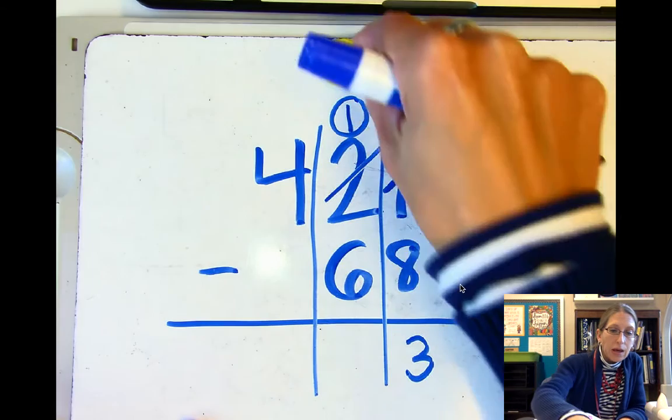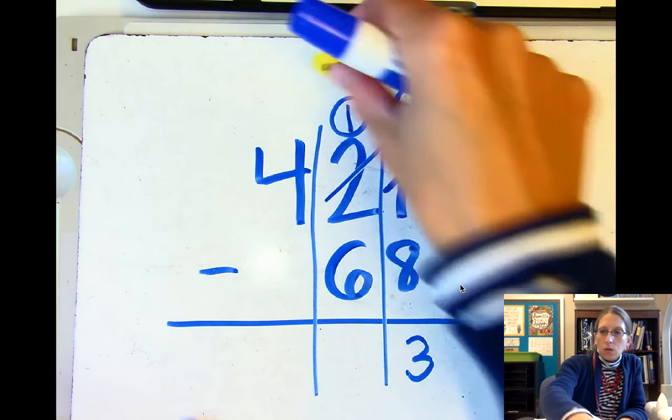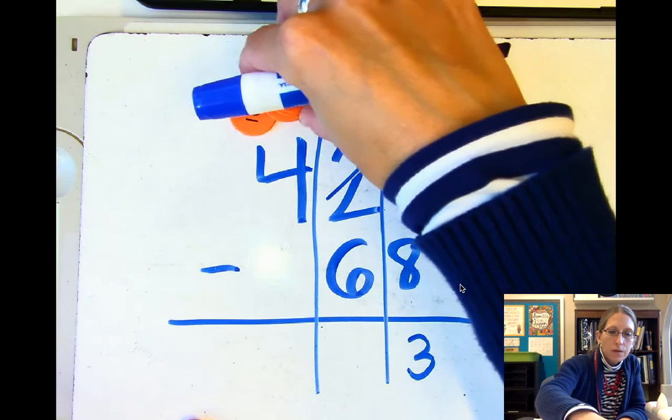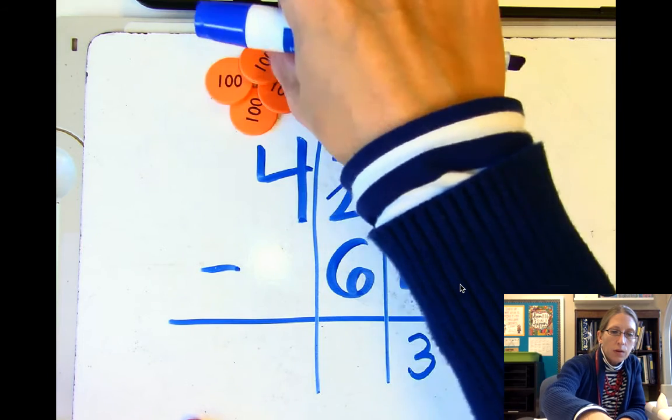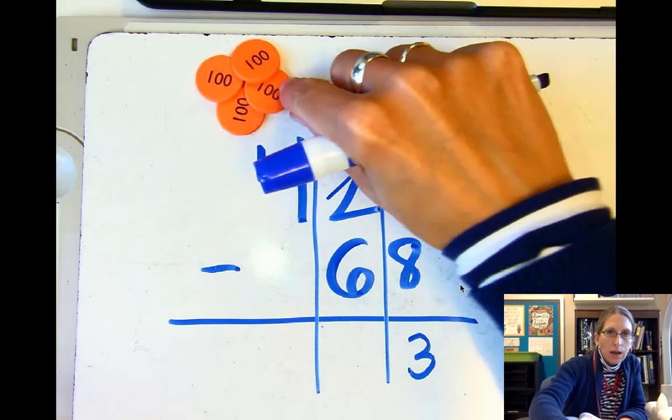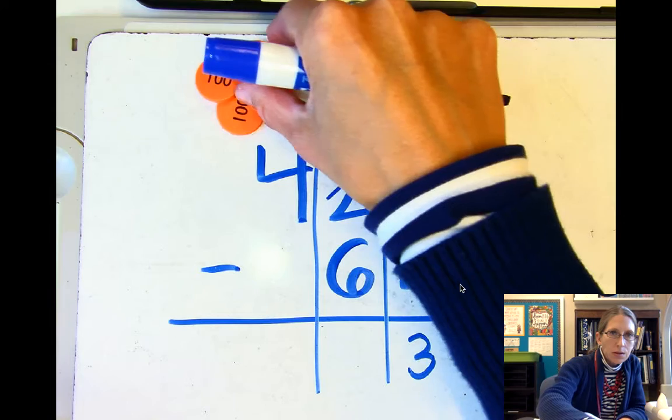No, I can't, can I? So what we need to do is go over here into our hundreds place. And there we go. We have our 400s. And we're going to take one of these and rename it as 10 tens.